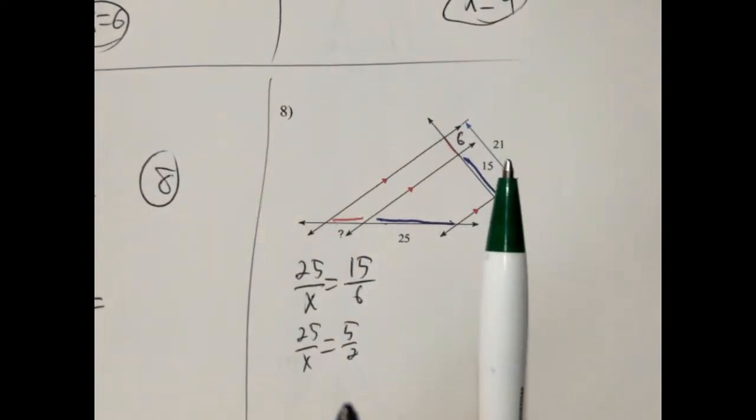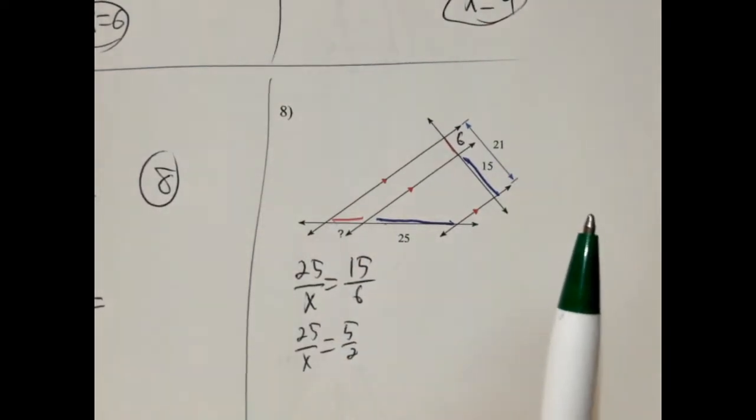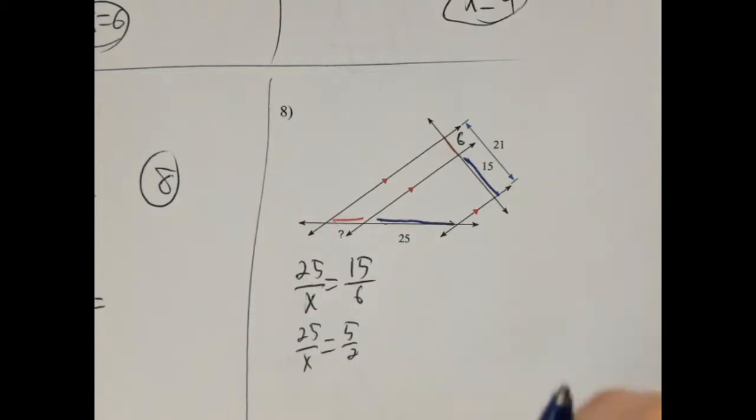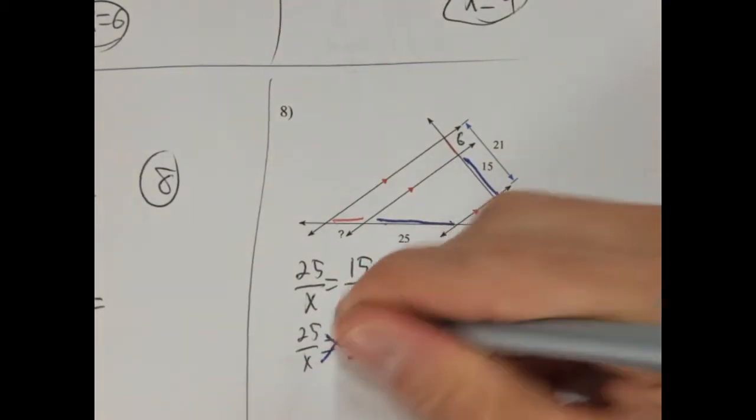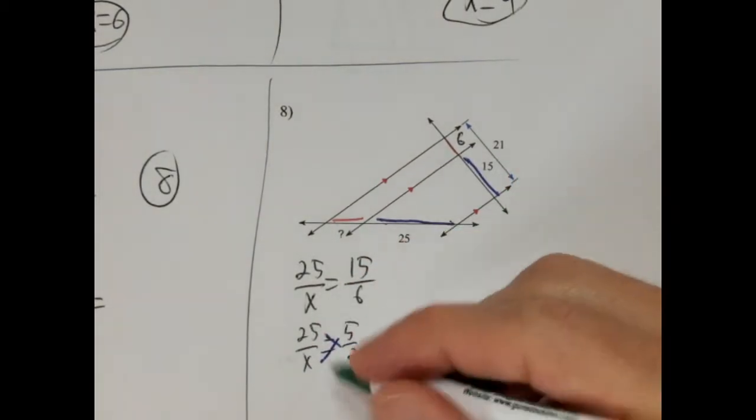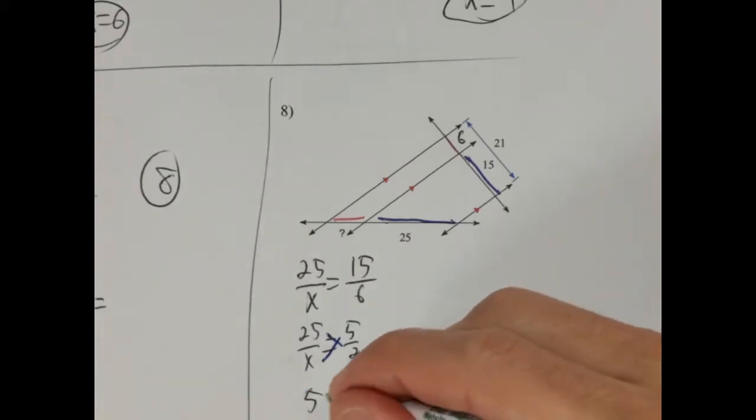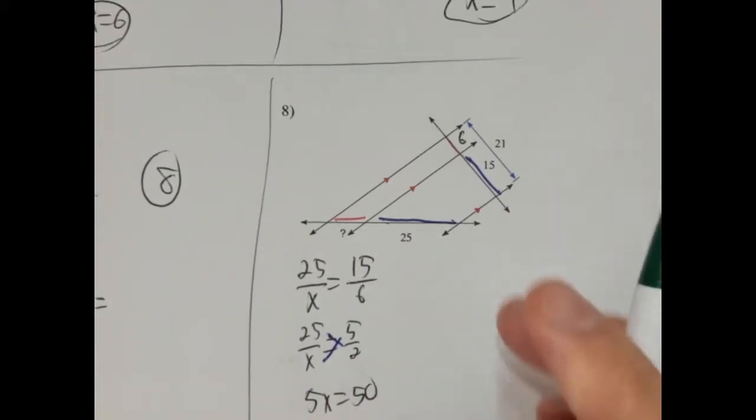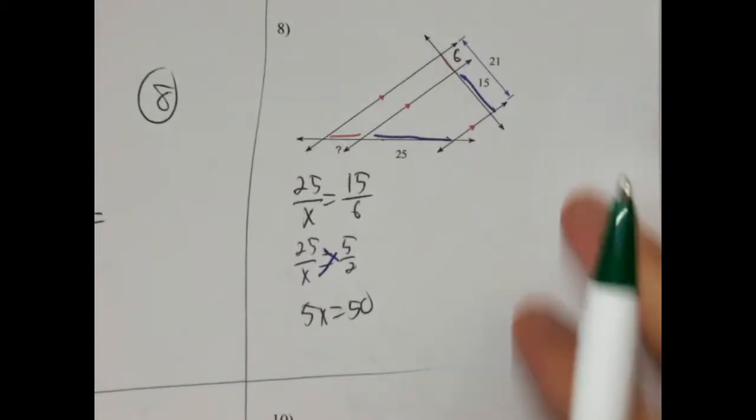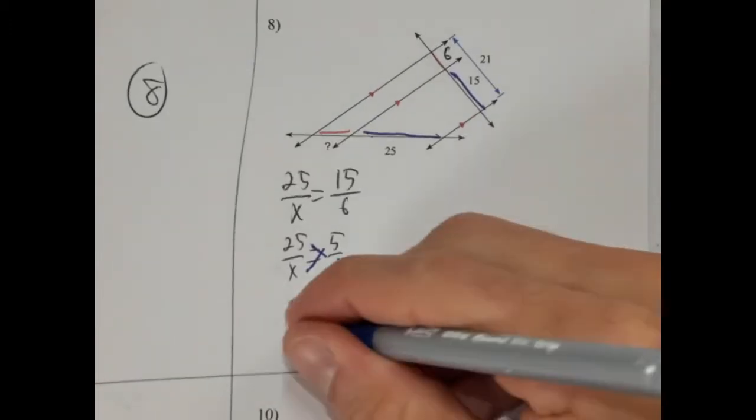Nope, let's not do that. Alright. And we're going to cross multiply here. Okay. So we're going to have 5x equals 50. Divide those both by 5.